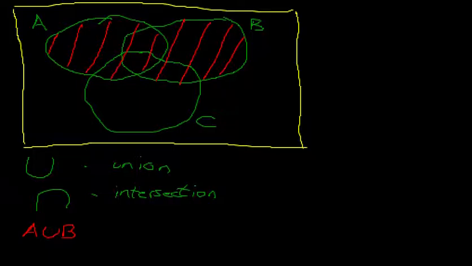If instead we wanted, what color should we go with this time? With orange. If instead we wanted, let's say, the intersection of all of them, A intersect B intersect C, then it has to be in A, it has to be in B, and it has to be in C. And it's pretty obvious that that's only this bit in the middle here. So that's the intersection of all of them.